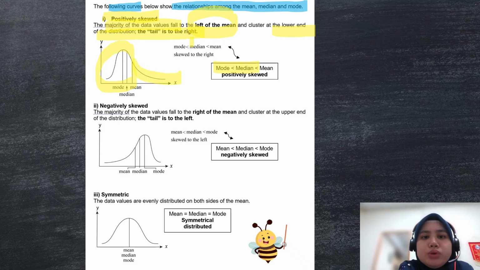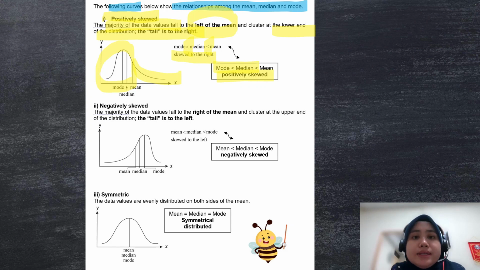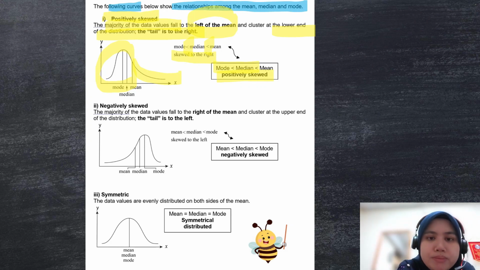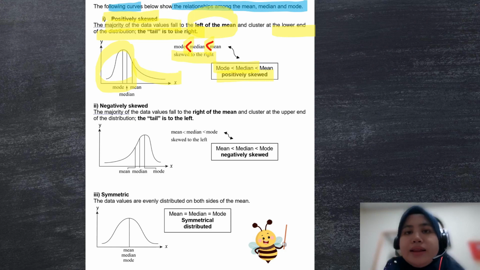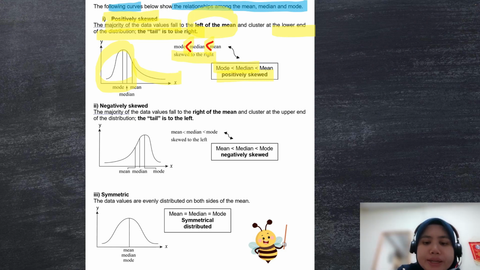So when your mode is less than median, less than mean, it is skewed to the right, or we can call it positively skewed. Just remember this: when your mode is less than median, less than mean.